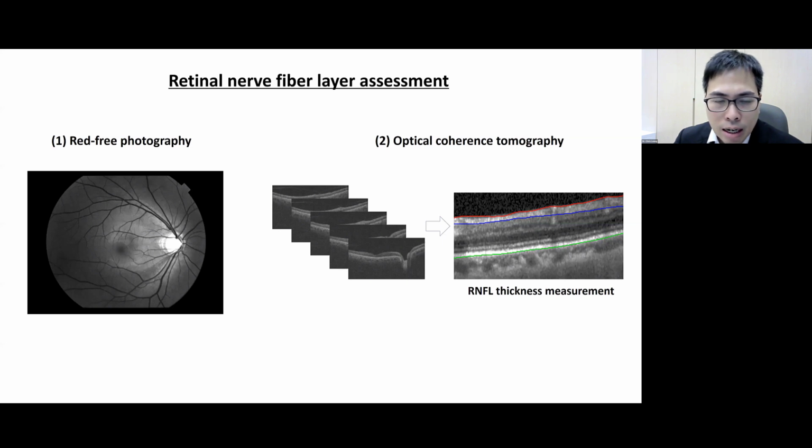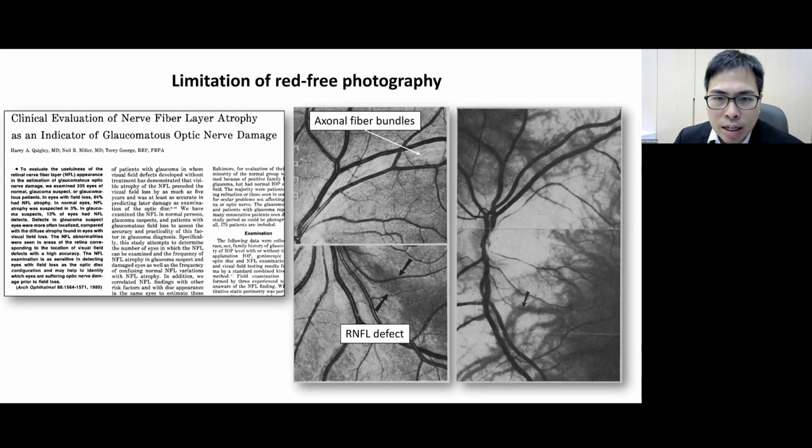Conventionally, we apply two techniques to examine the retinal nerve fiber layer. We have red-free photography and also OCT. OCT is a more commonly adopted approach for evaluation of the retinal nerve fiber layer nowadays. But in the old days, before we had OCT, we relied more on red-free photography. Photography is easy, it's straightforward, but it has its own limitation.